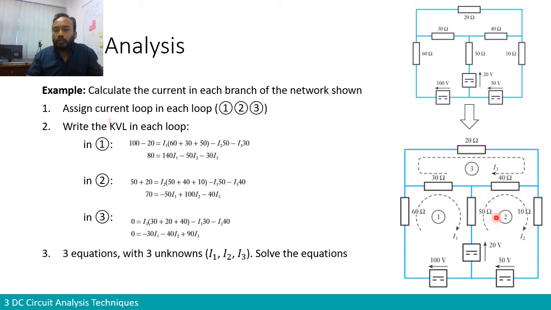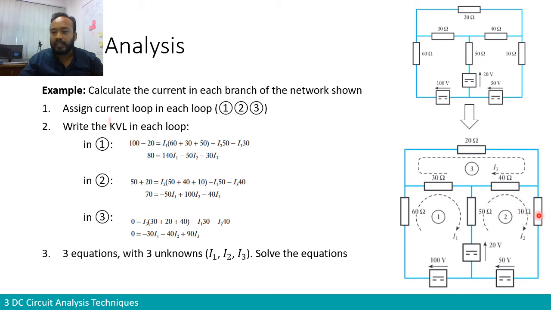So the same goes for loop 2. Let's have a look at loop 2. In loop 2, we have the EMF of 20 volt plus 50 volt, so 50 plus 20 equals to the voltage across the resistors, the 50 ohm, 40 ohm, and 10 ohm. For the 50 ohm, the current is I2 minus I1, so that's 50 ohm multiplied by I2 plus 50 ohm multiplied by minus I1. That's where we get minus I1 50. And for the 40 ohm, you have I2 multiplied by 40 minus I3 multiplied by 40.